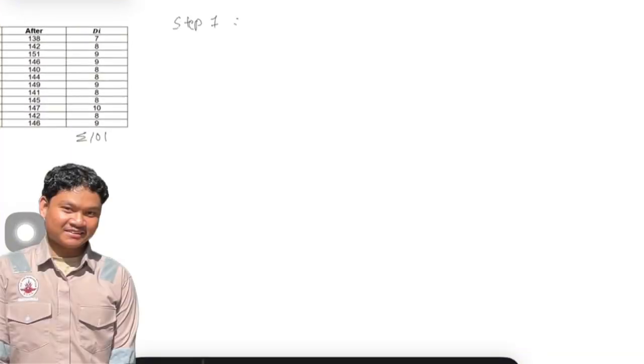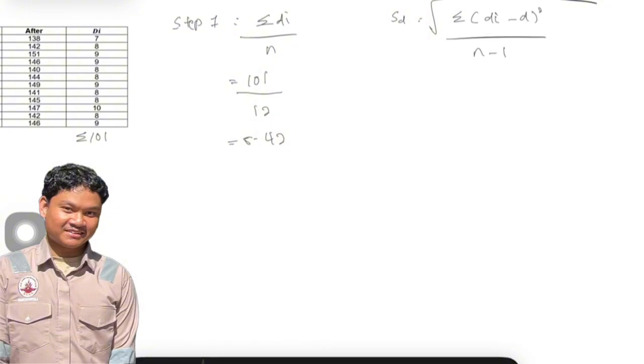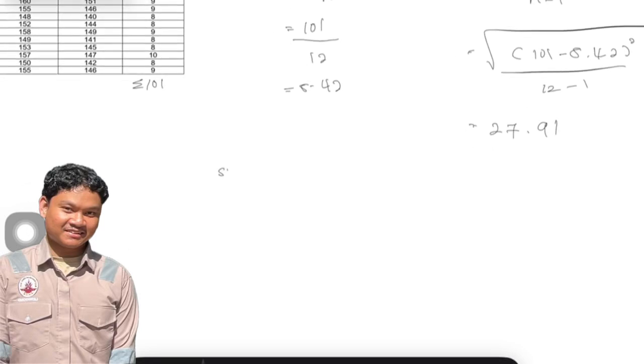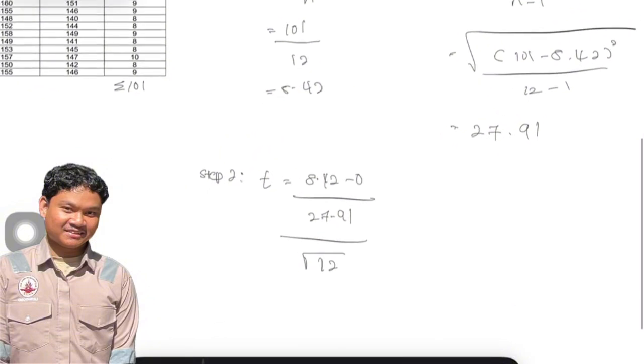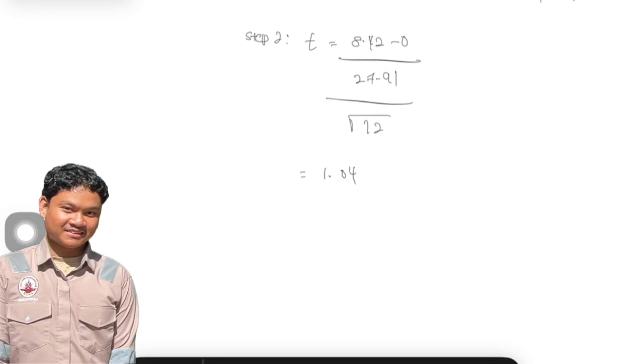Okay, next up we have question number 4. For this question, we are using a paired sample t-test because we are comparing the blood pressure of the same patient before and after taking the herbal supplement. Okay, so for the first step, we are finding our mean and standard deviation using the formula given. Next step, using the T formula, we construct the values to find the value of T.